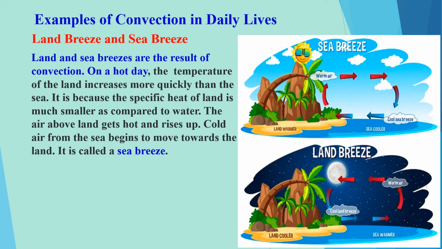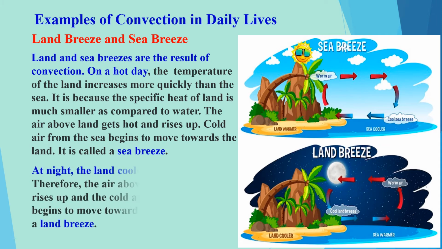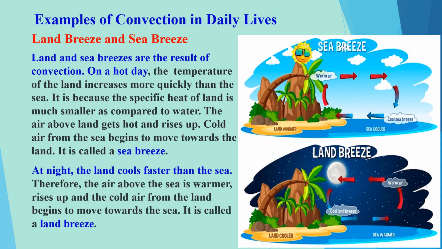On a hot day, the temperature of the land increases more quickly than the sea. It is because the specific heat of land is much smaller as compared to water. The air above land gets hot and rises up. Cold air from the sea begins to move towards the land. It is called sea breeze. At night, the land cools faster than the sea. Therefore, the air above the sea is warmer, rises up, and the cold air from the land begins to move towards the sea. It is called land breeze.